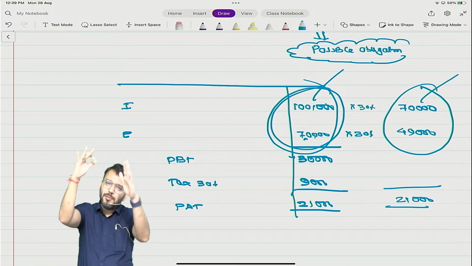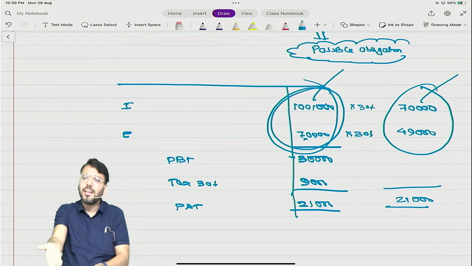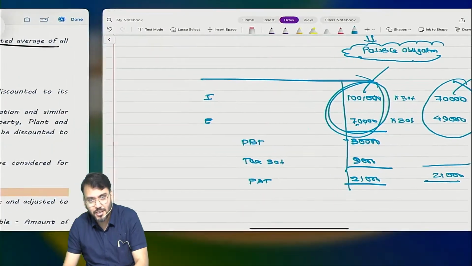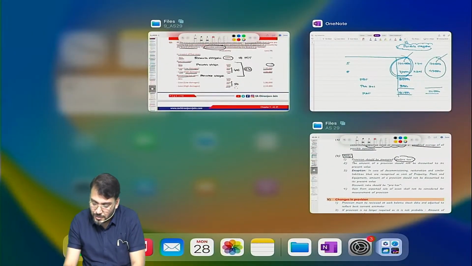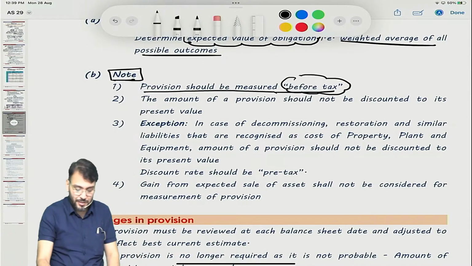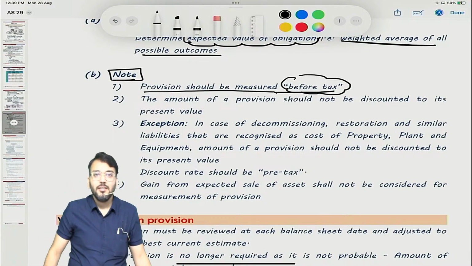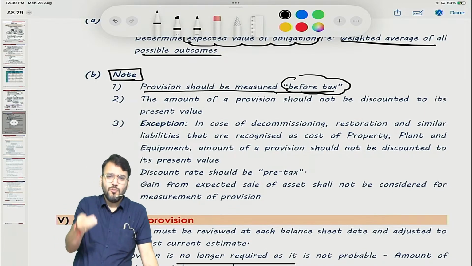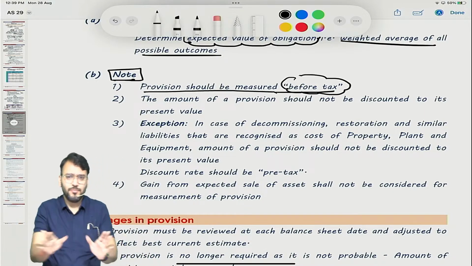All the expenses you are writing in the statement of profit and loss, should they be before tax or after tax? Before tax. Understood? Correct? That is what they have given: the provisions should be measured before tax. Before tax. Have you understood this point? Achha.